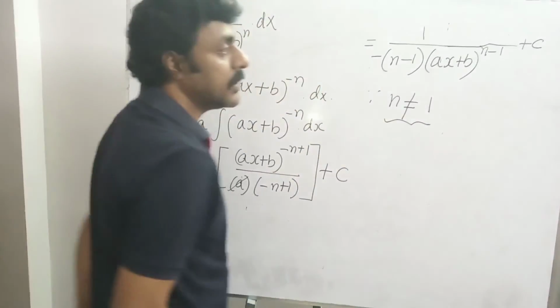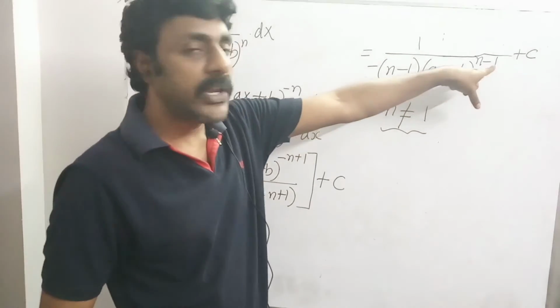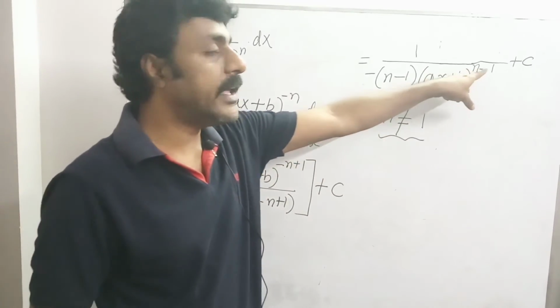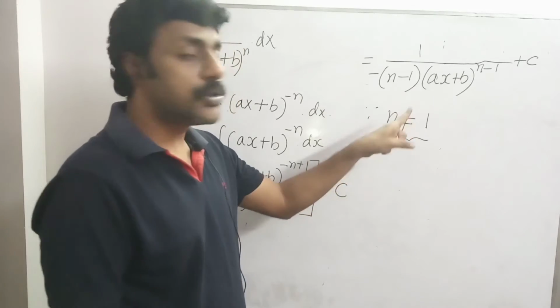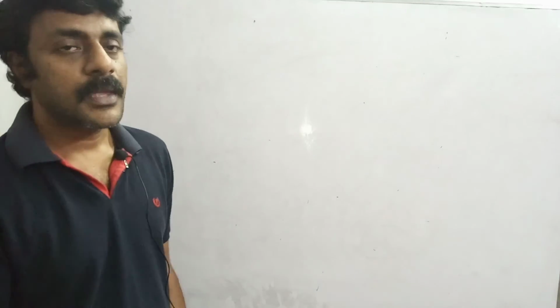This is the condition, because if n is equal to 1, it will be 1 minus 1, which is 0. So ax plus b will be taking the power 0, which is not allowed. So n strictly should not be equal to 1. So let's get into another problem.